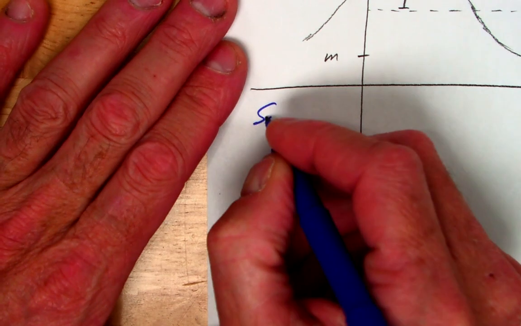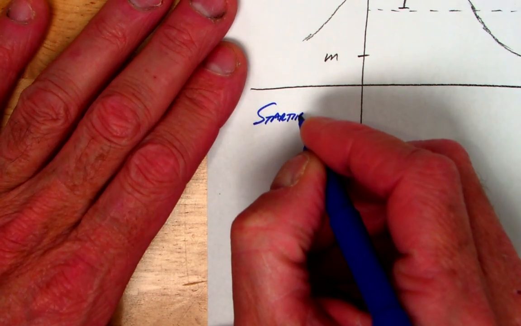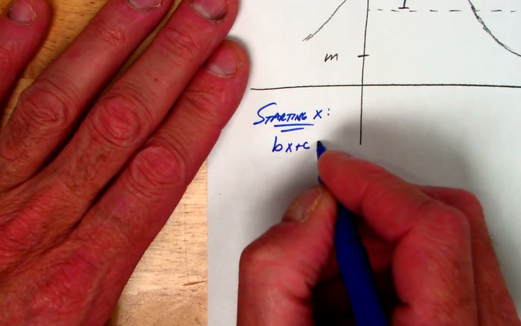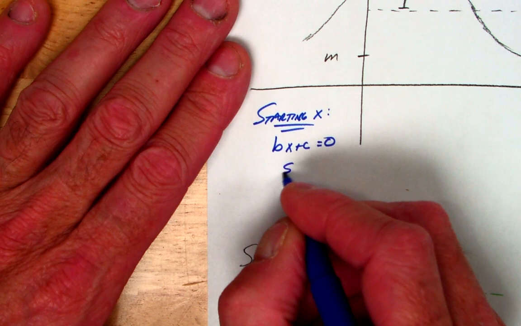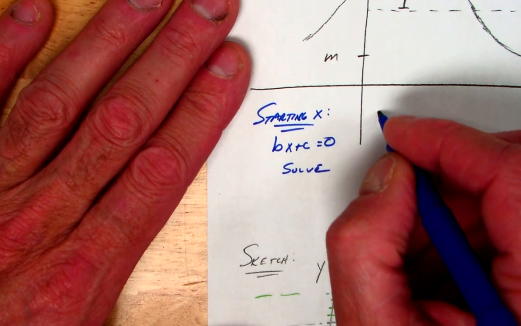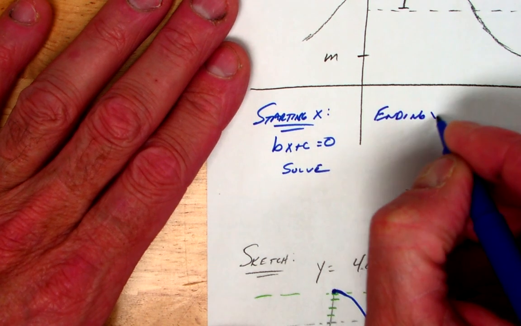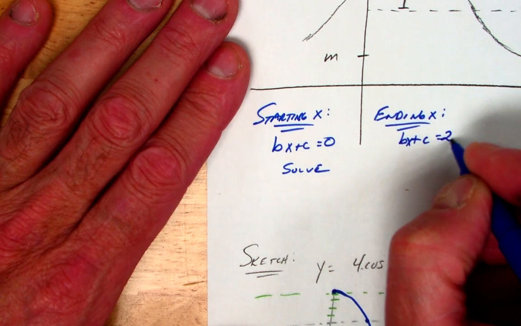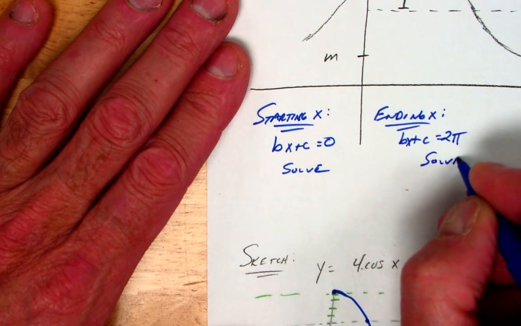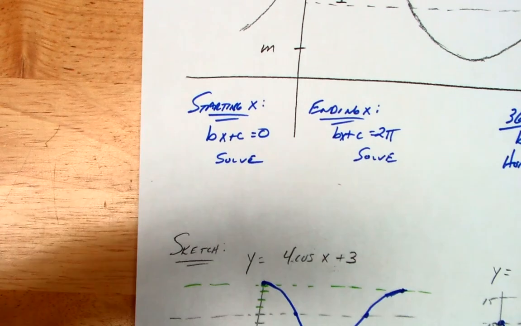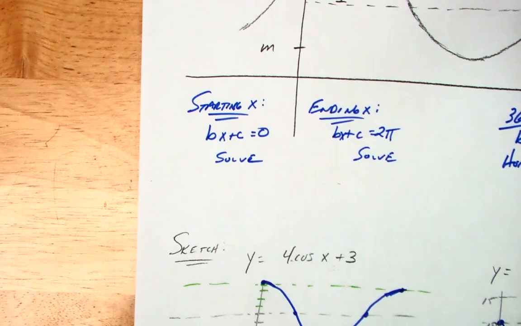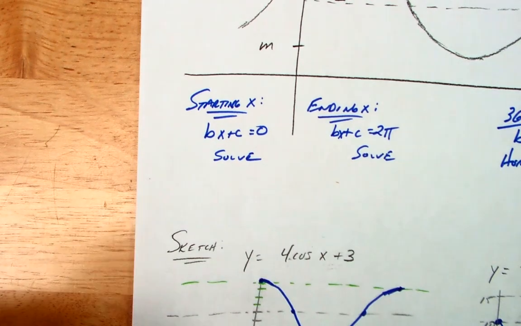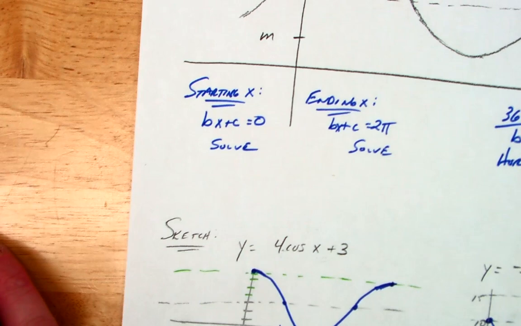My starting x, here's what you can do: bx plus c equals 0, and then solve. My ending value of x, bx plus c equals 2 pi, and solve. If that helps you, great. Otherwise, you can find your phase shift and your period, add them together. You can do it either way. And we got another example coming up.